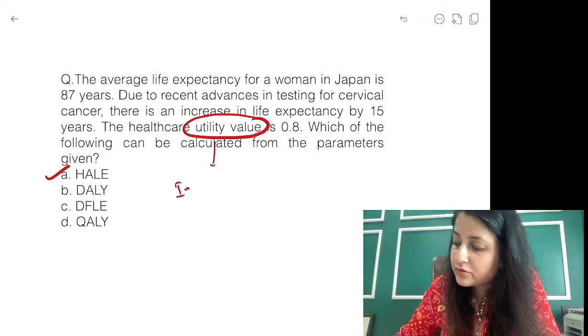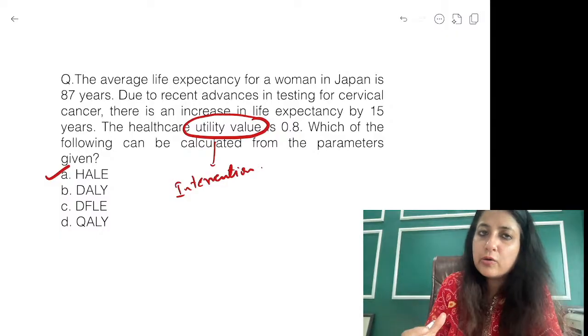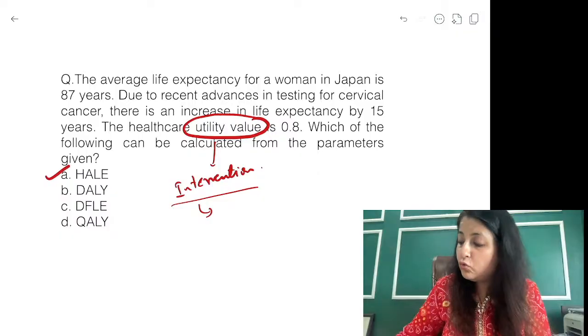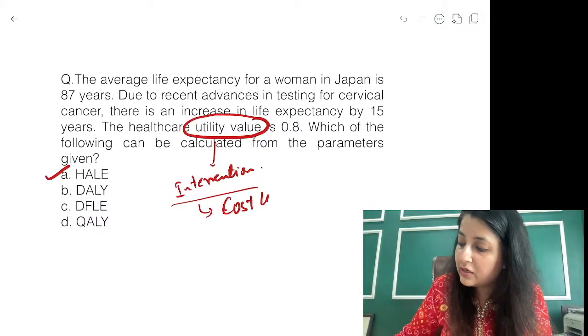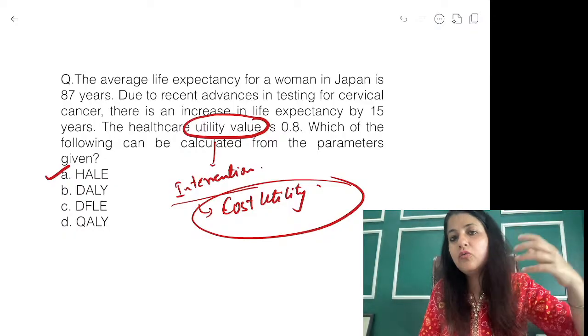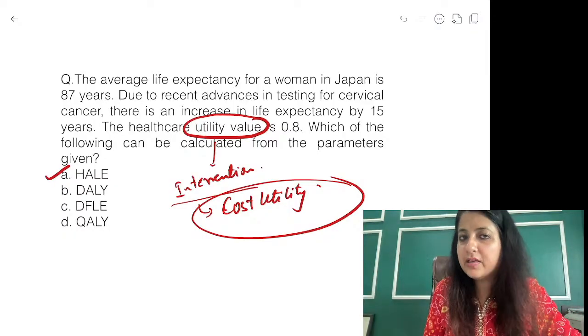Whichever interventions you can offer, we can offer a couple of interventions to a person suffering from cancer. So we look at the utility, cost utility of interventions. We look at the cost utility of interventions, and whichever has the good cost utility factor is taken.